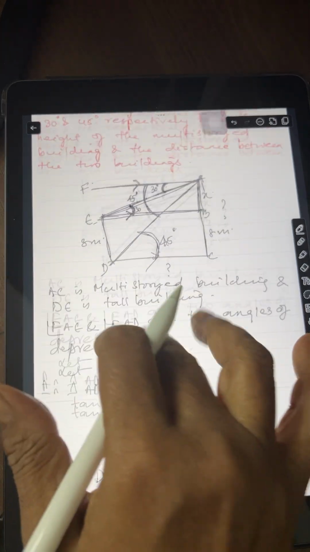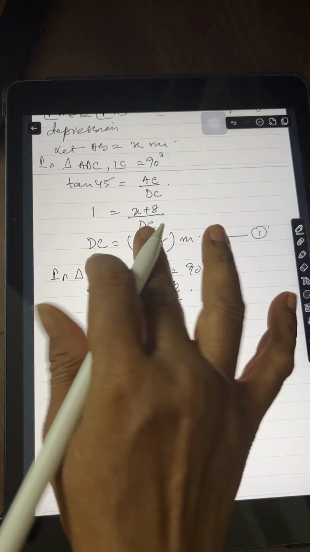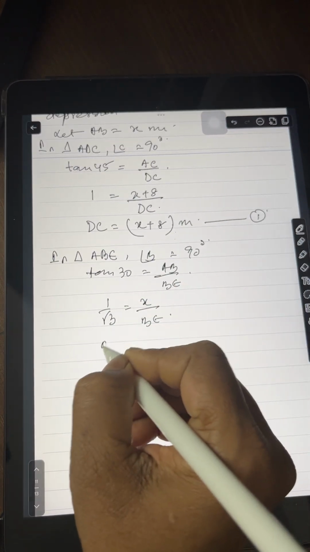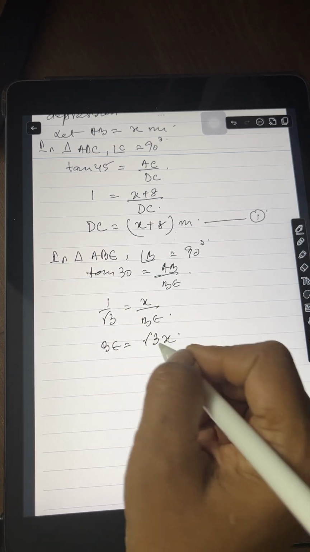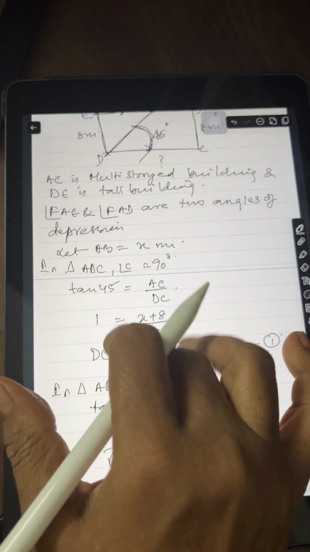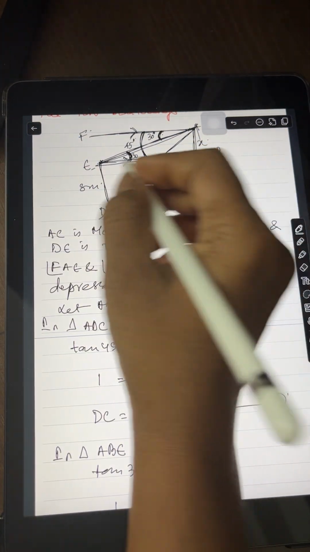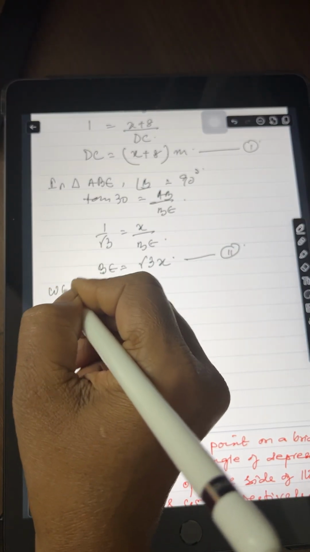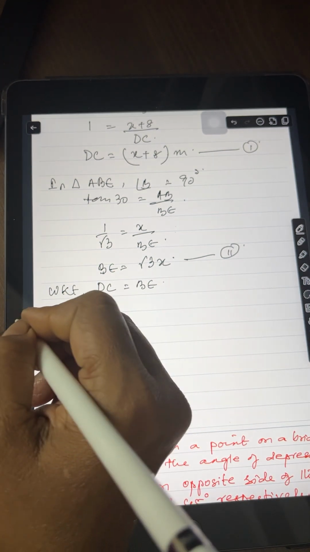What is AB? AB is x. And BE you don't know, so BE stays as it is. After you cross multiply, you get BE is root 3 x. This is 2. Now you see, DC is equal to BE, because these two are straight lines. So we know that DC is equal to BE.